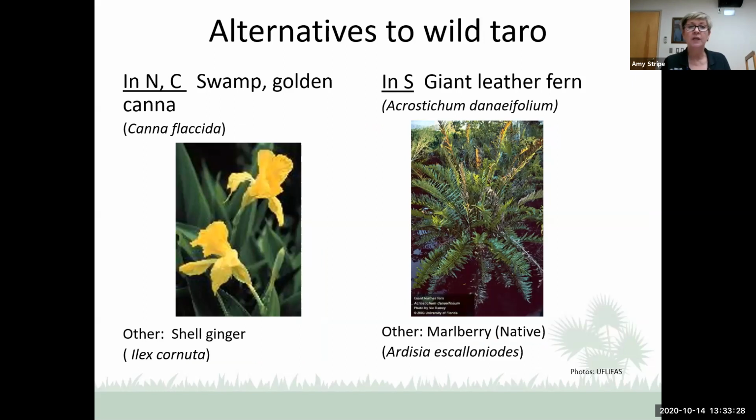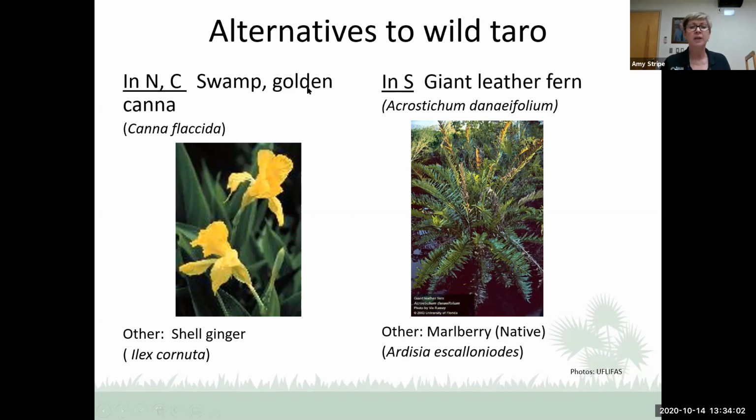Alternatives to it in North and Central Florida is the swamp or golden canna, Canna flaccida. This is a really pretty plant. It has this really stunning yellow blossom on it. Gets to about maybe 3 feet tall, and it will self-sow, not aggressively, but it is really a nice thing to have in a wet area in your yard, which is where your wild taro is going to be growing as well. An alternative that is not a native for North and Central Florida would be shell ginger.